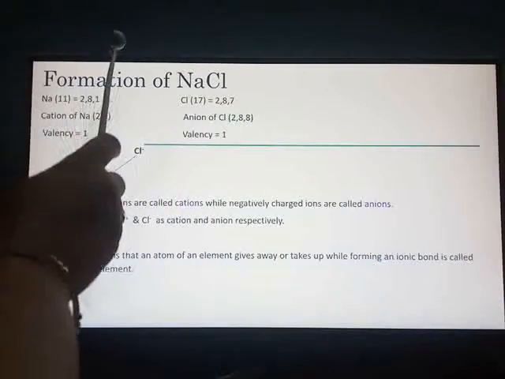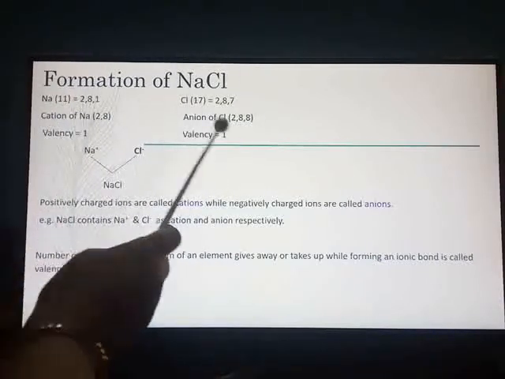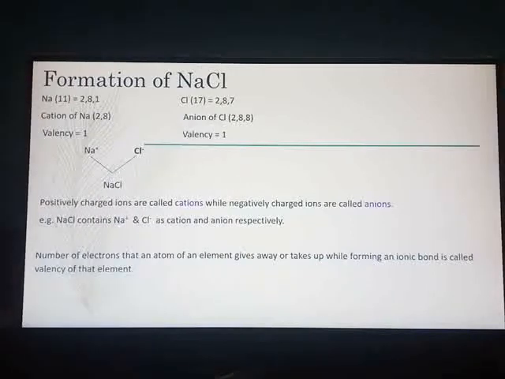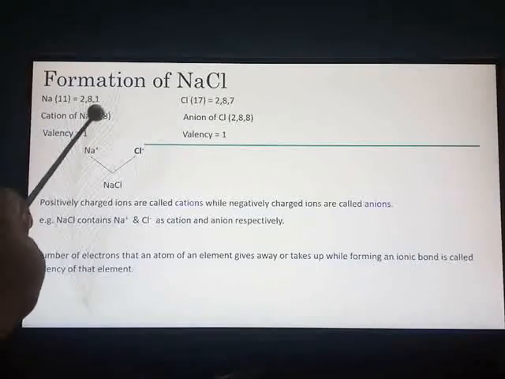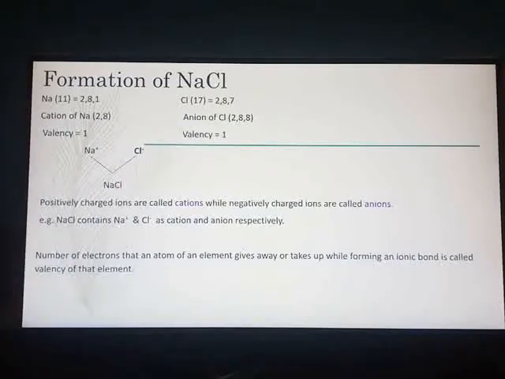Now one electron is lost, one electron is gained. So valency is 1, and hence valency is nothing but the combining capacity of any element. In this way, a cation of sodium and an anion of chlorine will form the compound sodium chloride. Positively charged ions are called cations, while negatively charged ions are called anions. So the sodium atom has the capacity to give away one electron, while the chlorine atom has the capacity to take up one electron, and thus the valency of both sodium and chlorine here is 1.